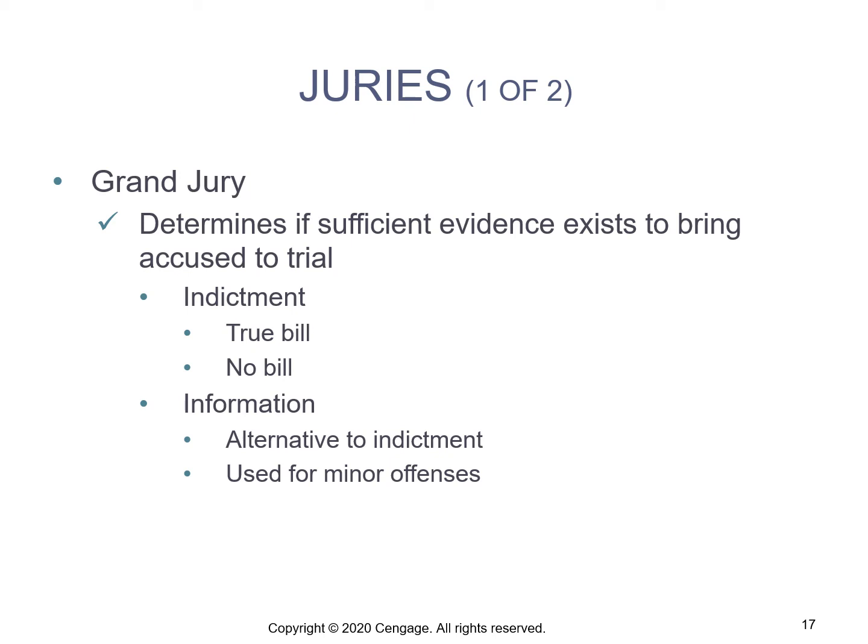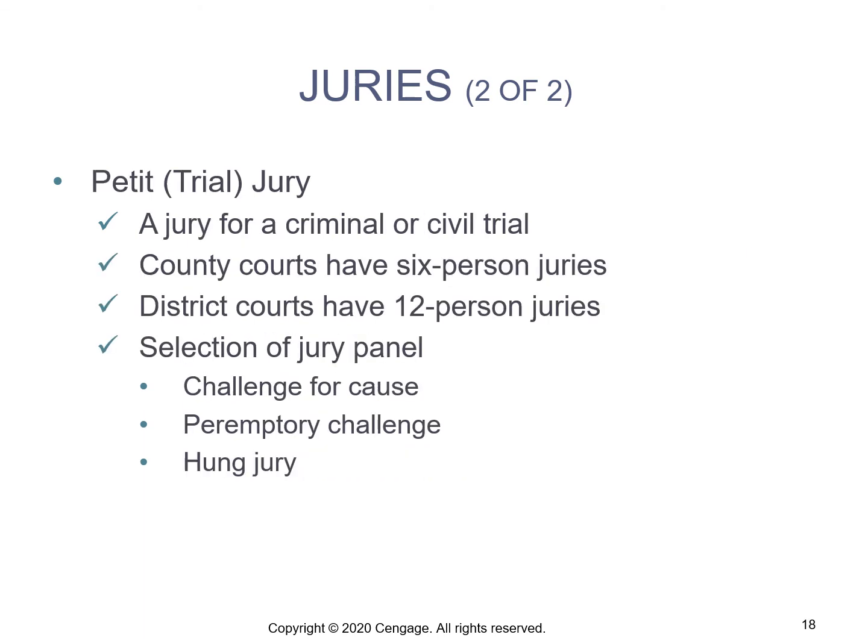An information is a written accusation made by the prosecutor against the party charged with a minor crime. It's an alternative to an indictment and does not involve the grand jury. The prosecutor just simply fills out that document themselves. It looks just like an indictment, except it doesn't have a signature of a grand jury foreperson.